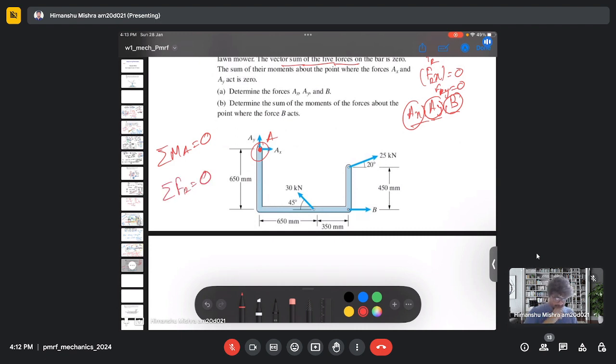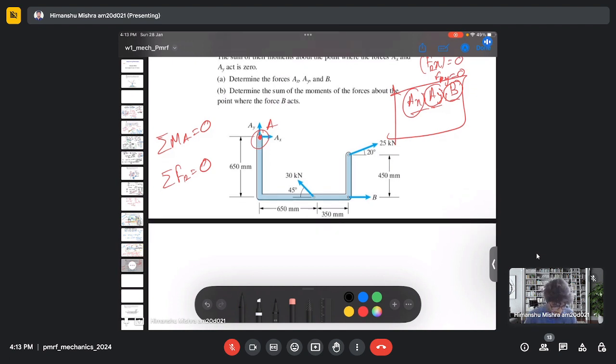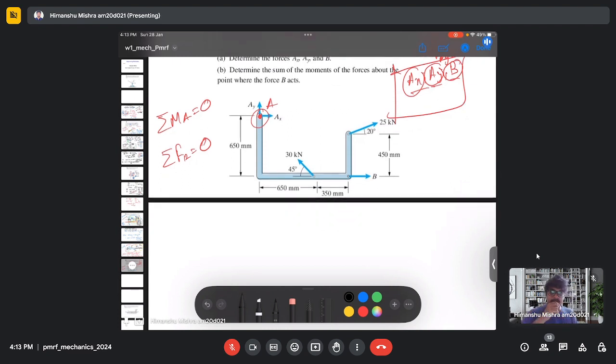So this is the two conditions we have given, and these are the three unknowns. So let's define the three equations first because there are three unknowns. So first, let's do the summation of forces in the x direction. So the summation of force in the x direction is 0 because here the resultant force is 0.